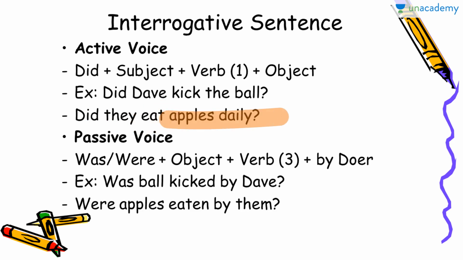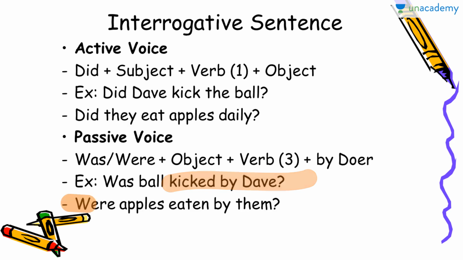In passive voice, the sentence will start with was or were, which again will depend upon the number of the object. If singular, then was. If plural, then were. Then the third form of the verb, which is the past participle, and then by whom it was done. For example, was ball kicked by Dave? So ball is singular, hence we are starting with was, and then the rest of the part remains the same. Kicked is the third form of kick, and then the person who has done it.